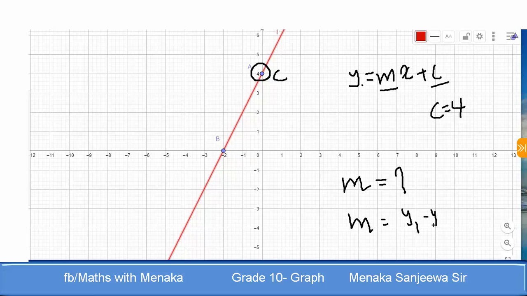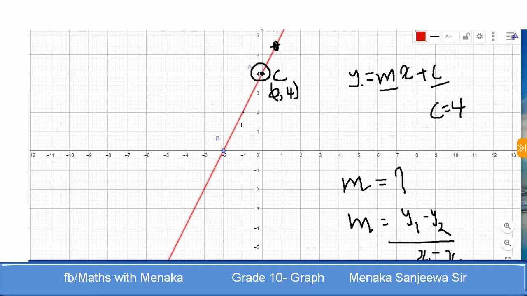y1 minus y2 divided by x1 minus x2. Then how can we use this? If we know this formula, we can find the gradient. So we have to get the coordinates of any two points which lie on the line. When you take the two points, don't take a point like this. Why? It's very difficult to get the coordinates correctly. So take any easy coordinate. Now this point, what's the coordinate here? 0, 4.